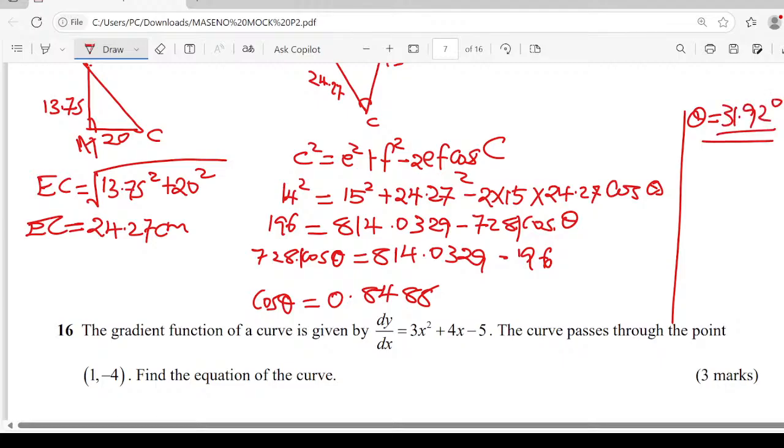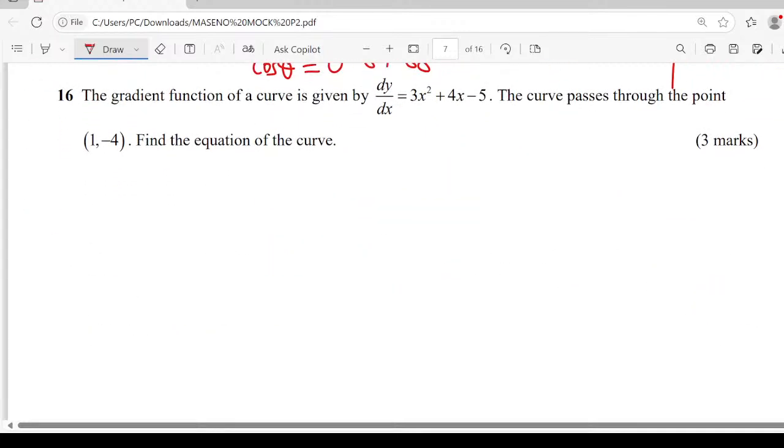31.92 degrees. That is your answer. The last question of our discussion is that the gradient function of a curve is given by dy/dx equals 3x squared plus 4x minus 5. The curve passes through this point. Find the equation of the curve.